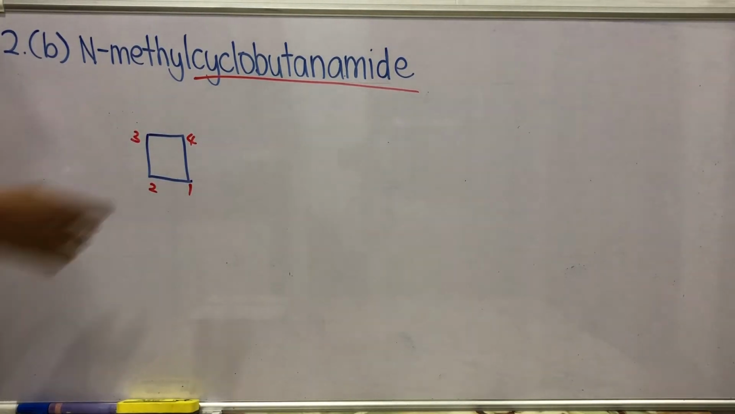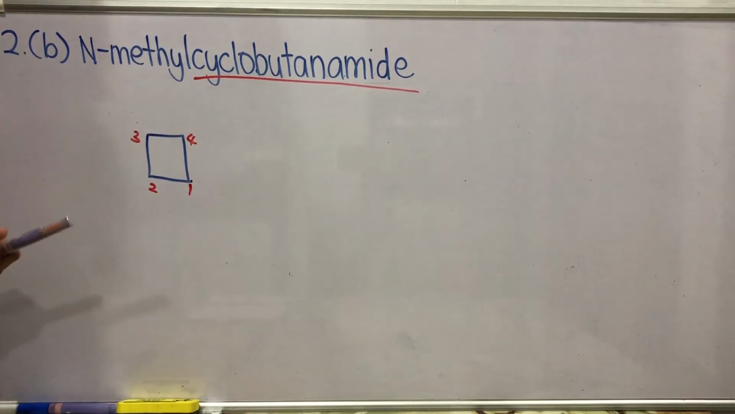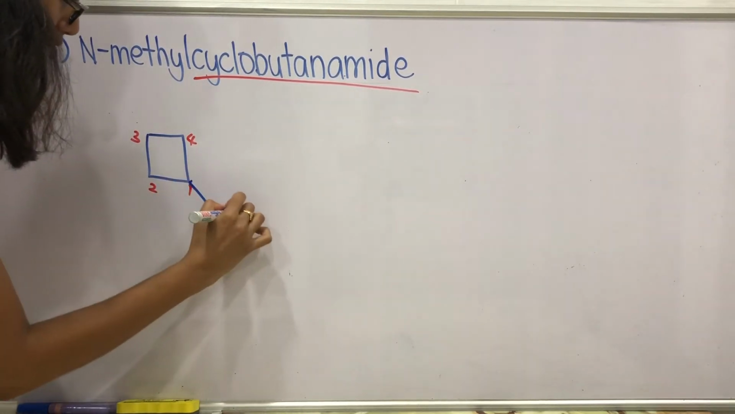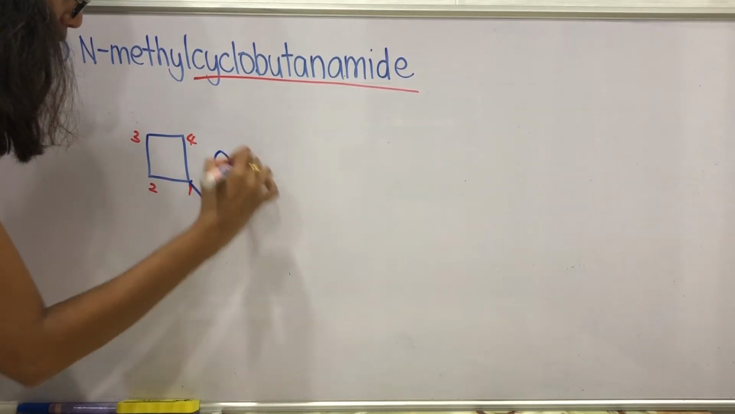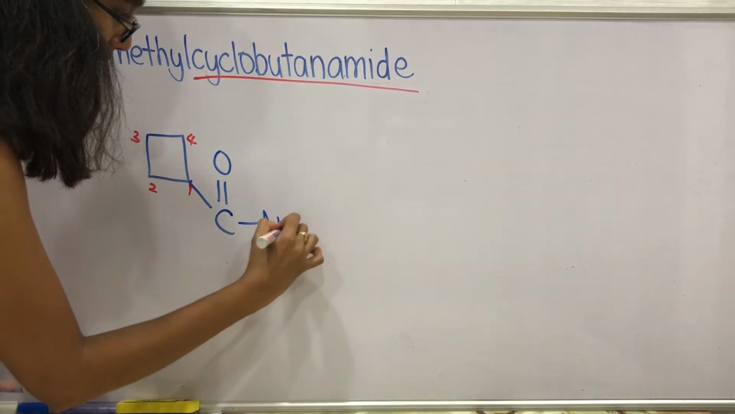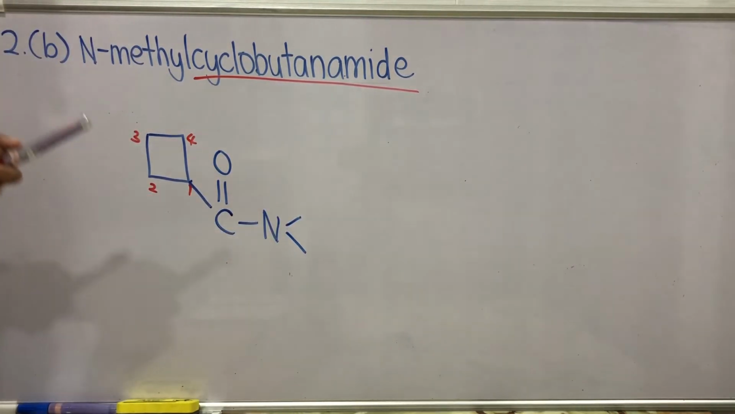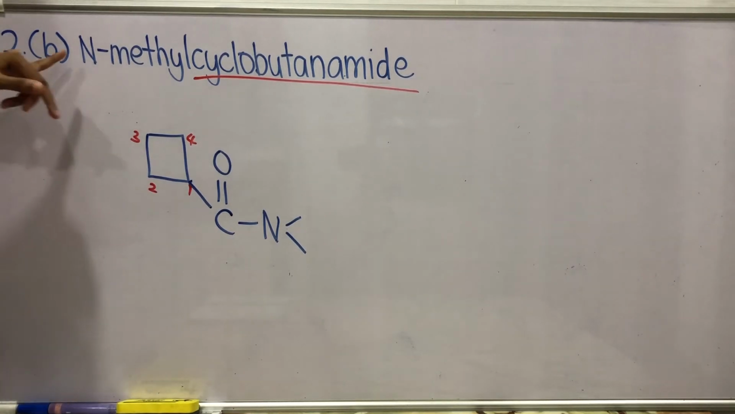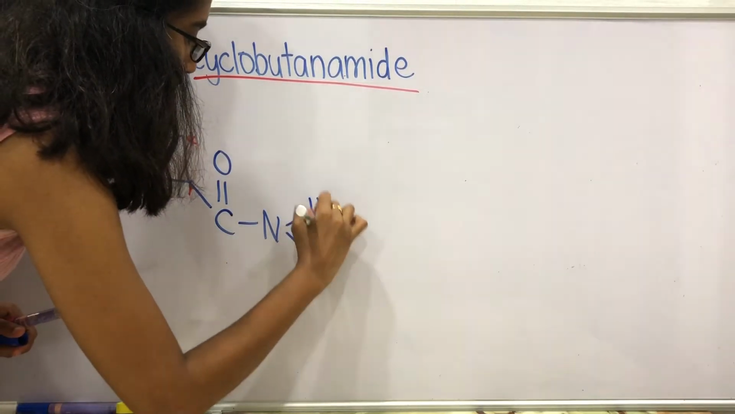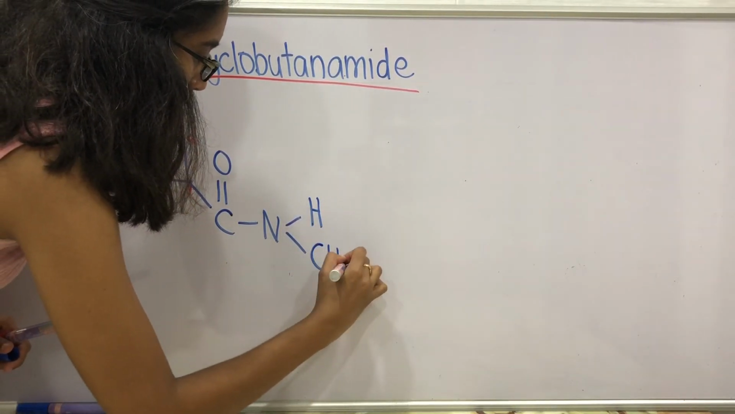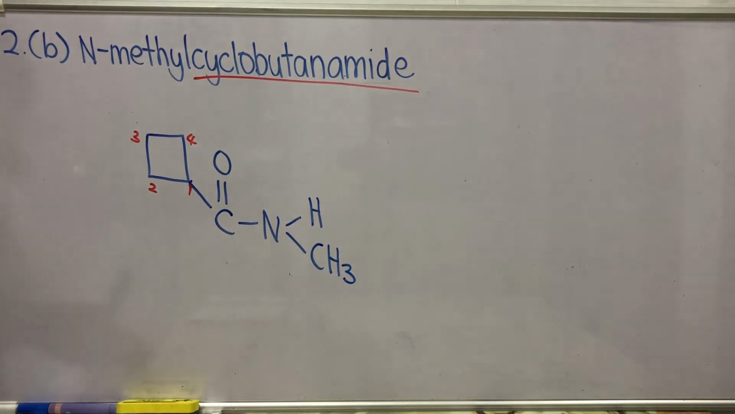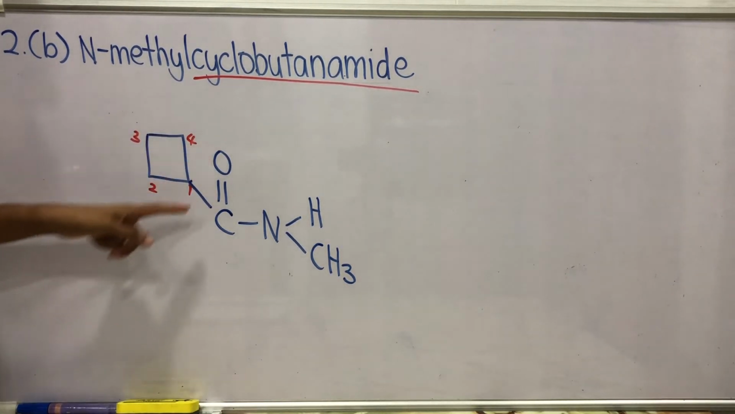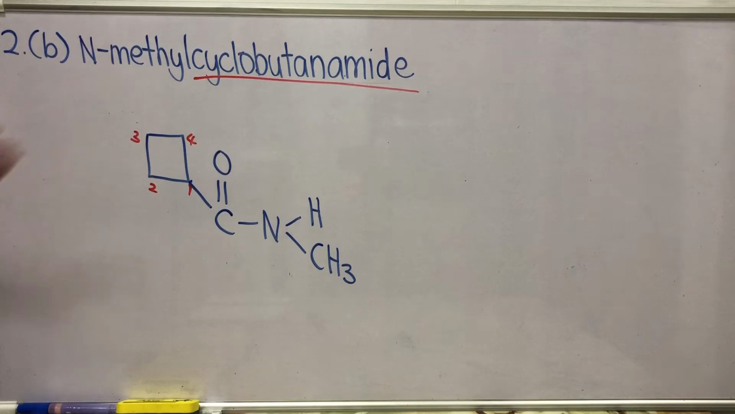Now with this at position number 1, we should have the amide group. So that should be C double bond O attached to N. So whether it's H2 or not depends on whether there's any substituent over there. So since here we have N-methyl, it means only one of them is attached to a hydrogen atom while the other is attached to a methyl group. And as for this part here, for the cyclobute, you do not have any substituents over there.